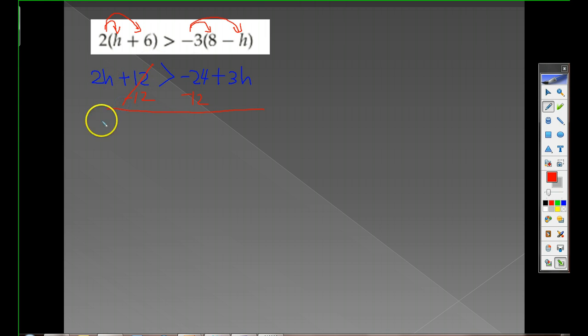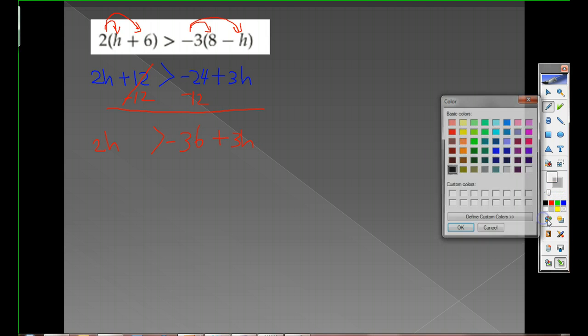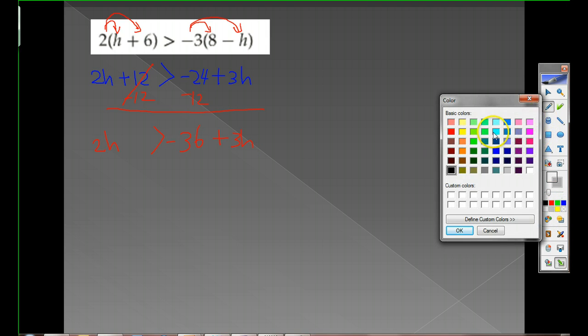Get rid of that. You have 2h. That's gone. Sign is still greater than. Negative 24 minus 12 is negative 36 plus 3h. Okay. I think I'm going to use a different color here because the blue doesn't show well. Let's use purple.